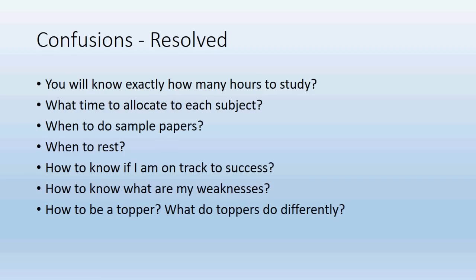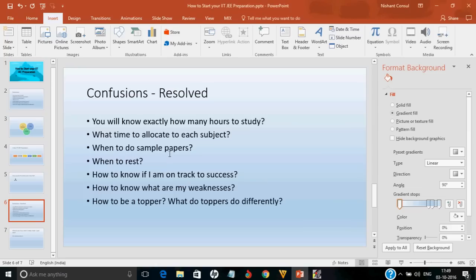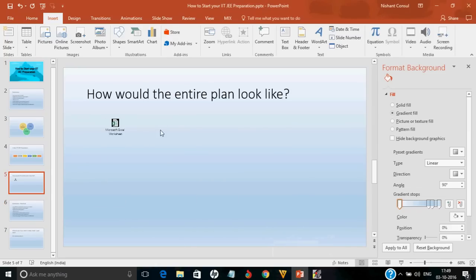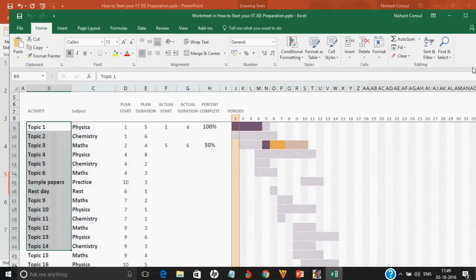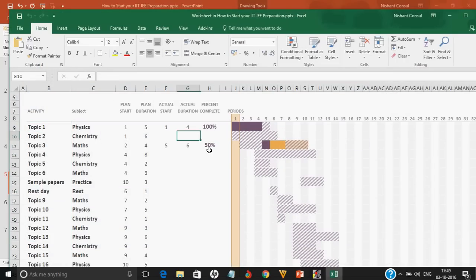How to know if I am on track to success? You can go back to the planner that we saw, and you can check your progress when you mark how much percentage of it is complete, when you started it, and what is the actual duration in which you completed it. You can track your success.